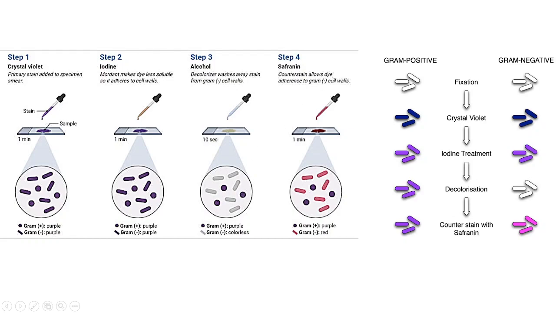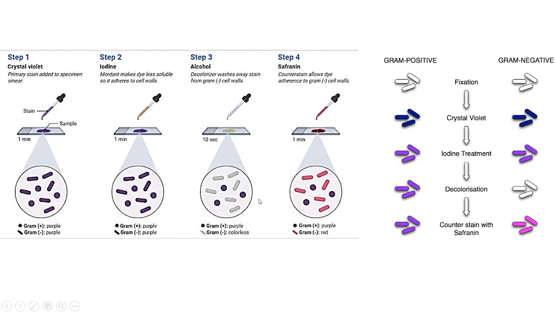Now safranin, which is another counter stain, the second stain that we are using in this protocol, is added to the slide, and it is pink in color. So now the gram positive bacteria retain the crystal violet color only, and the gram negative bacteria now take up the pink color of the safranin. So this is what happens. After the entire procedure is done, you can see under the microscope that the pink colored bacteria will be gram negative, and the purple colored bacteria will be gram positive.